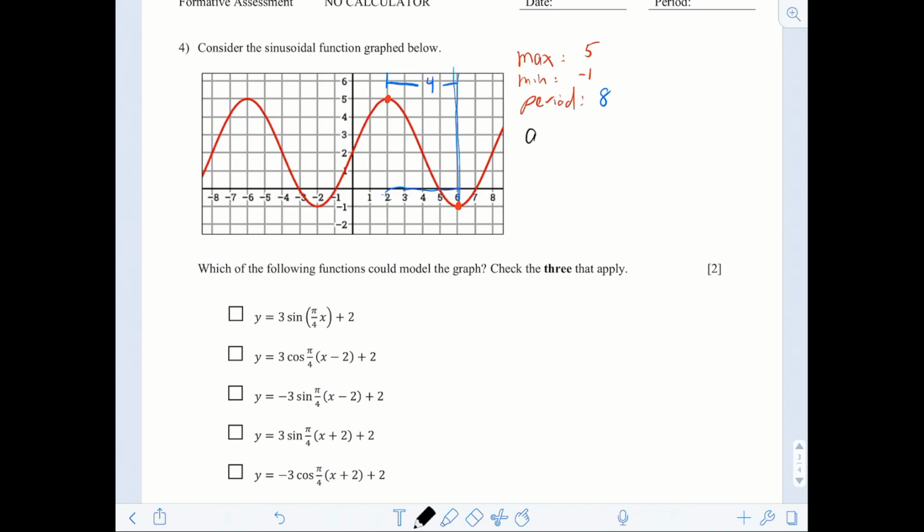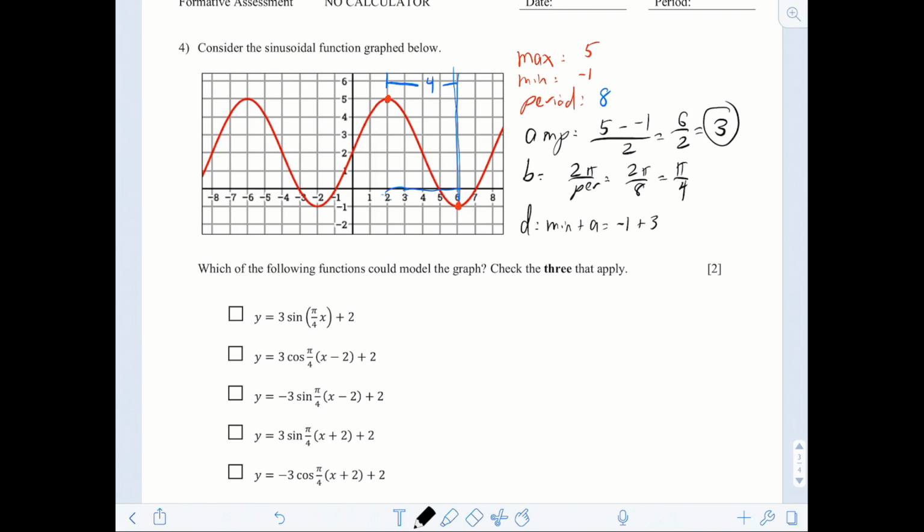Okay, then the amplitude, which is also known as my a value: we do max minus the min divided by 2. That gives us 6 divided by 2, which gives me 3. What is my b value? Well, my b value is going to be 2 pi over the period. So that's 2 pi over 8, which is pi over 4. And then I'm going to find my d value. That's going to be the minimum plus the a value. So the minimum is -1 plus 3, which gives us 2. So that's the information I want to draw from this.